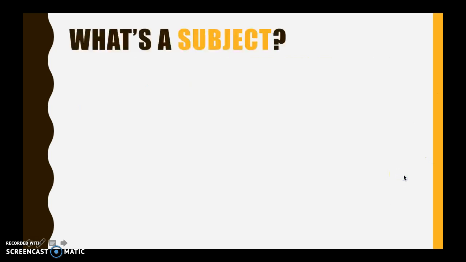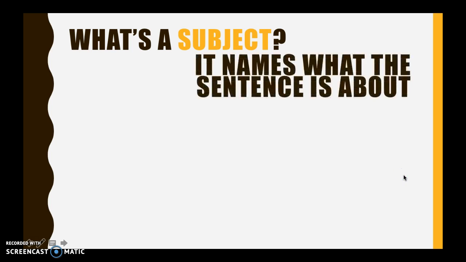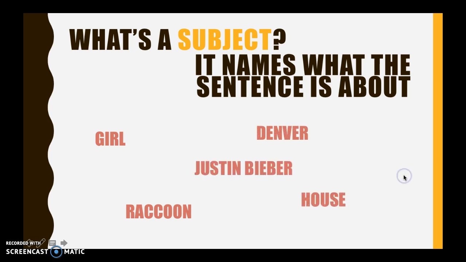What do we mean when we're talking about subjects? Well, the subject names what the sentence is about. Maybe the sentence is about a girl, or Denver, a raccoon, a house, or even Justin Bieber. All of these things are nouns, so you're really looking for the person, place, thing, or idea that is the main part of the sentence. What is it really about?